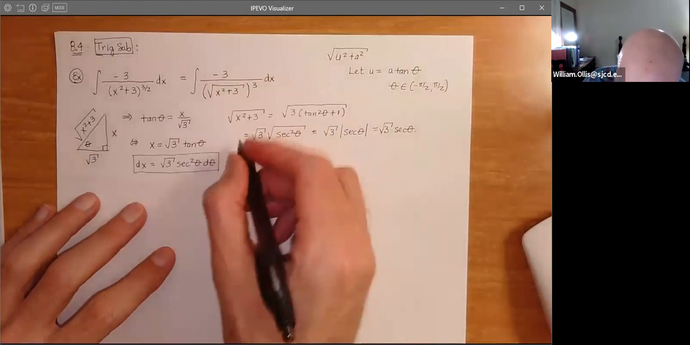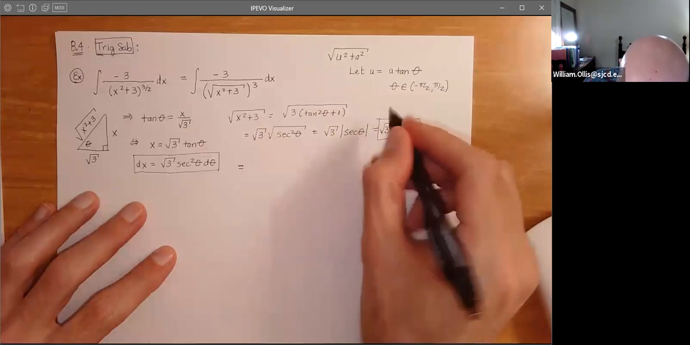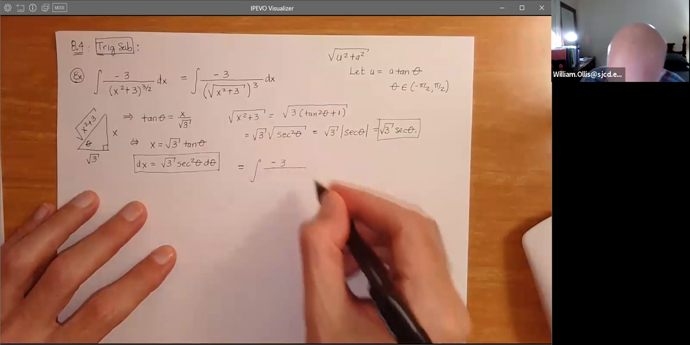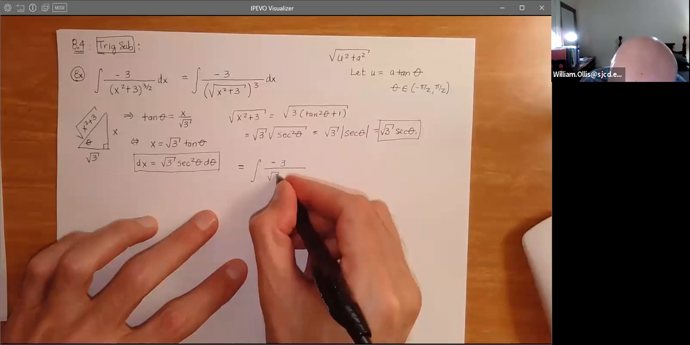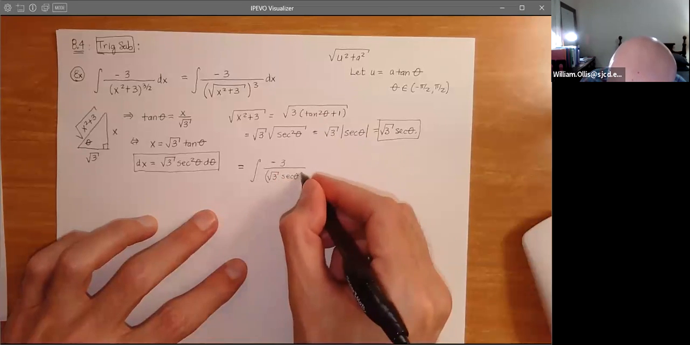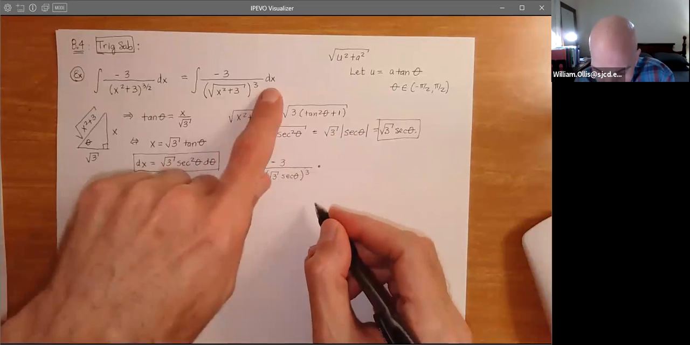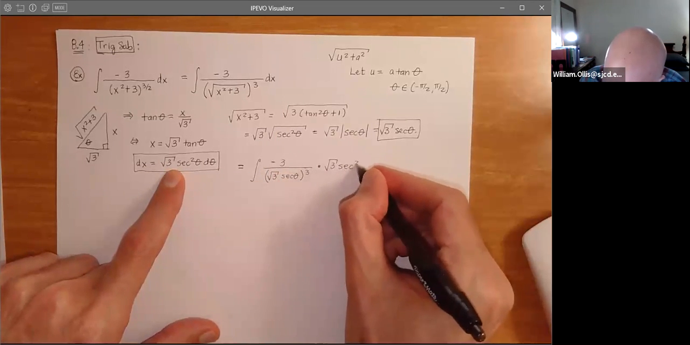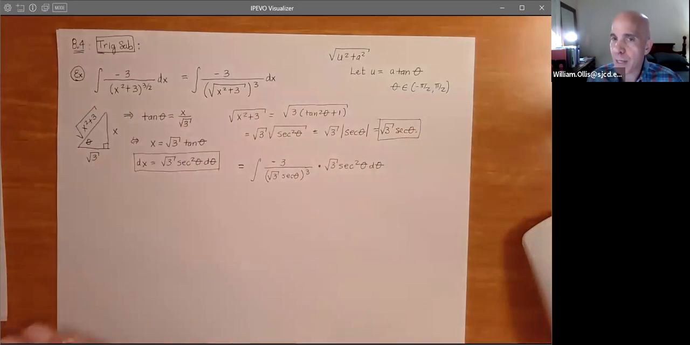So now let's substitute everything. Now the integral, we've got all of our pieces here. So we have the integral, -3. And now the radical is square root of 3 secant. So we'll have square root 3 secant theta cubed. And then the dx is right here, square root 3 secant squared theta d theta. So this is just like substitution, a complete transformation.